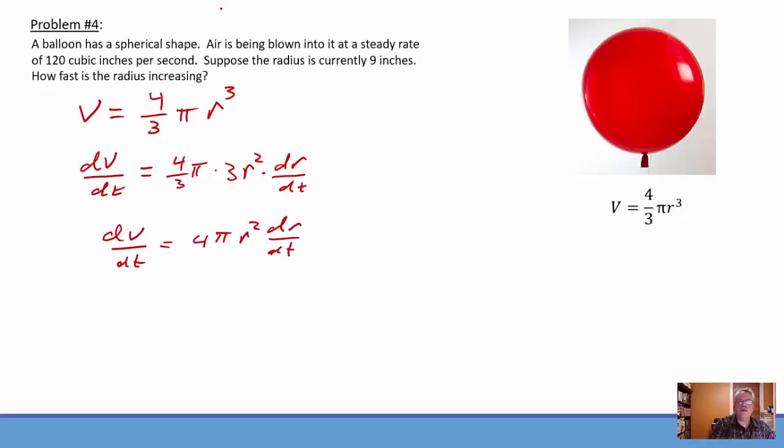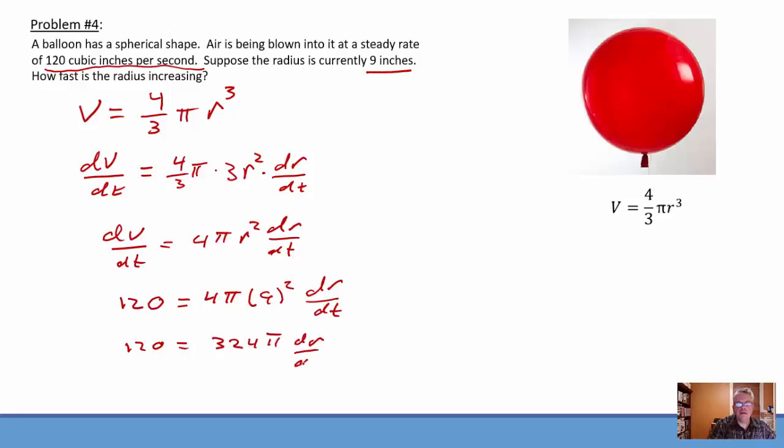Now let's fill in what we know. Air is flowing in at 120 cubic inches per second. That's the change in volume. So dV/dt would be 120 equals 4 pi. We know that the radius is currently 9 inches, so this is times 9 squared times dr/dt. Now, 9 squared is 81. 81 times 4 is 324, so we get 120 equals 324 pi dr/dt.